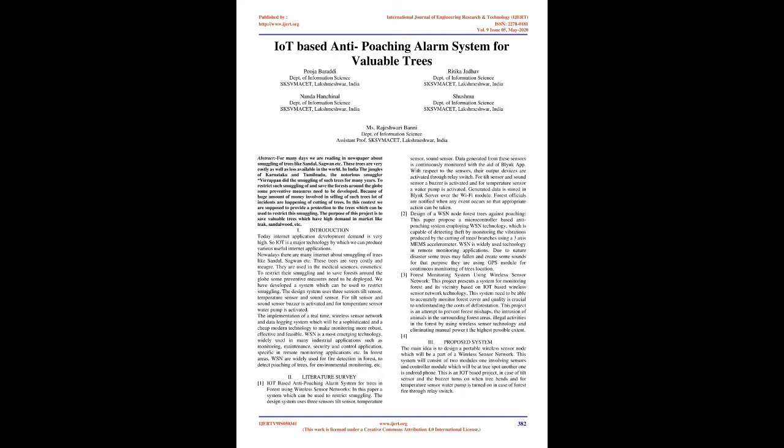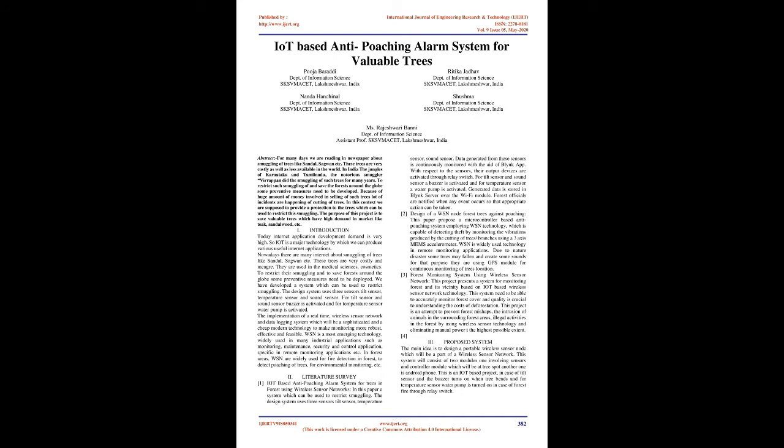WSN is a most emerging technology, widely used in many industrial applications such as monitoring, maintenance, security, and control applications, especially in remote monitoring applications, etc. In forest areas, WSNs are widely used for fire detection in forests, to detect poaching of trees, for environmental monitoring, etc. 2. Literature survey.